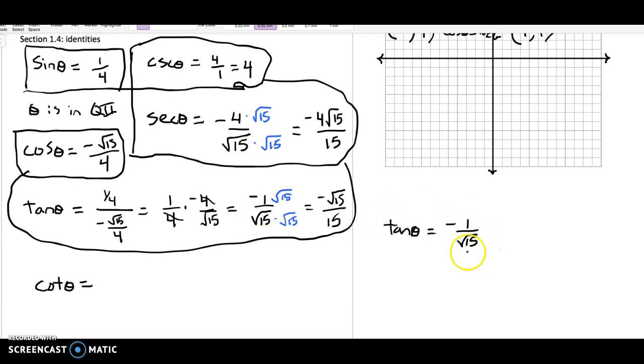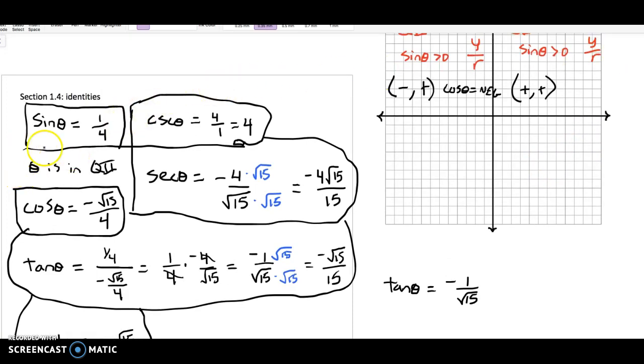So notice that if you take the reciprocal, if you flip over negative 1 over square root of 15, then you would get negative square root of 15 over 1, and then I have my answer here. Okay. So as you can just see, I've found all 6 trig functions from sine of theta equaled 1/4. That's all I gave you. And knowing which quadrant theta is in. This was all I gave you, and you were able, through the identities, to obtain the value of all of the others.